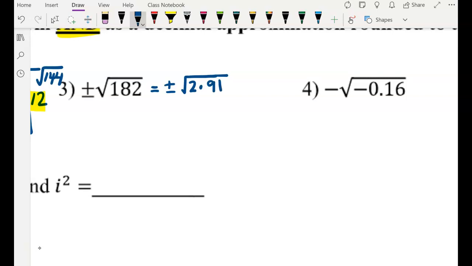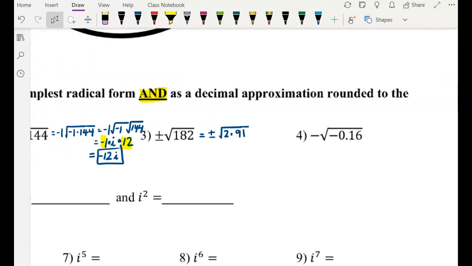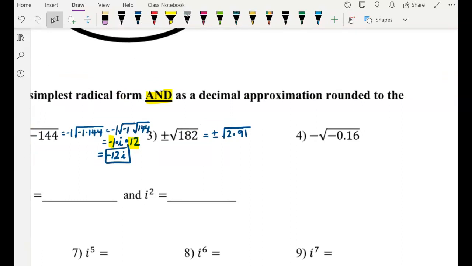The square root of 2 and the square root of 91, neither one of those is going to help us out because neither is a perfect square number. So this tells us that we have to use a calculator only, since we can't really simplify it anymore, and then round it to the nearest hundredths place. So I'm going to bust out my calculator. Square root of 182. Start with a plus or minus, leave it there.